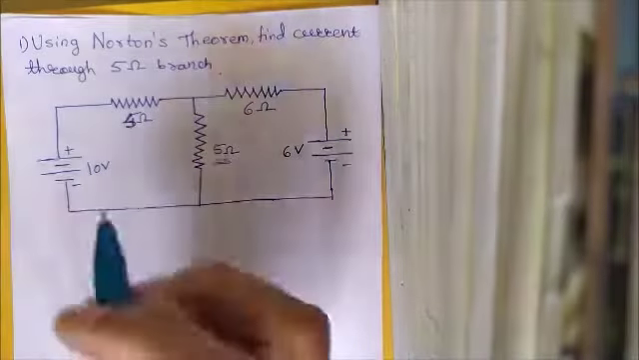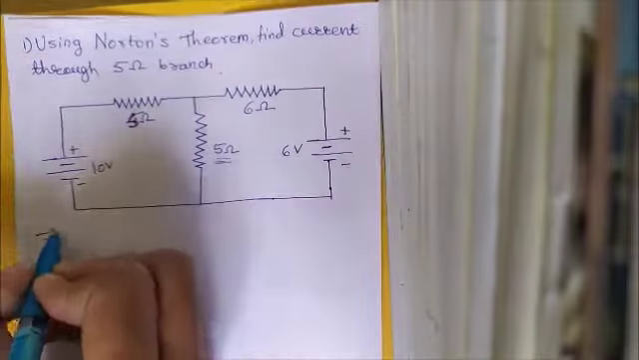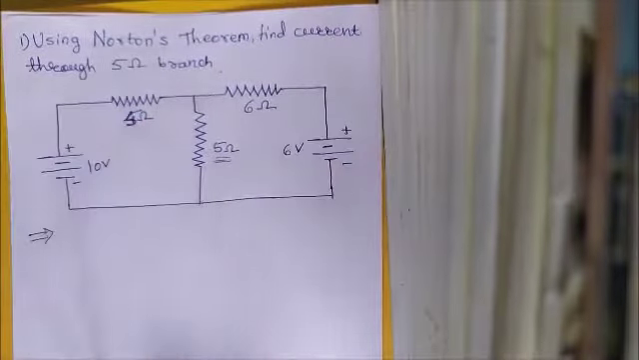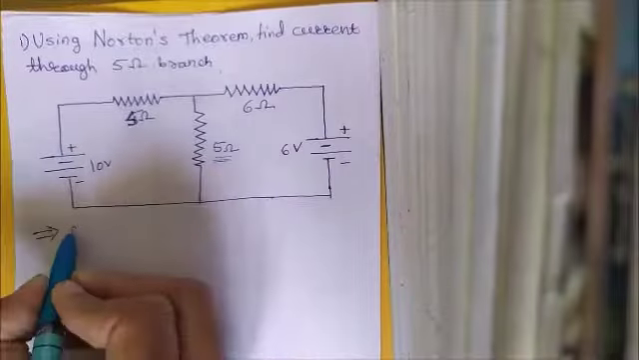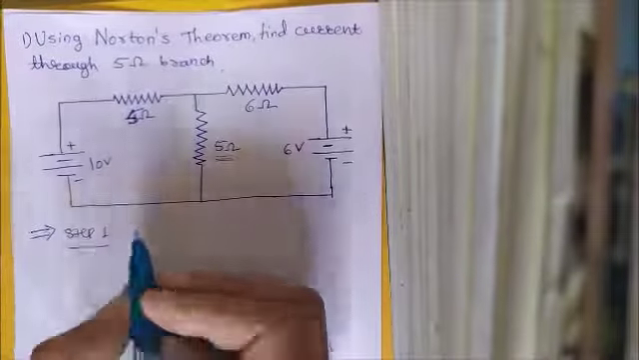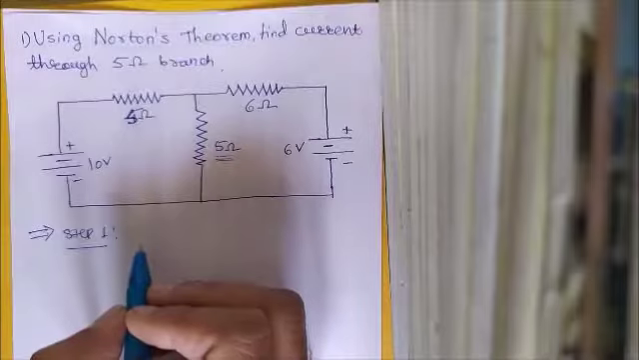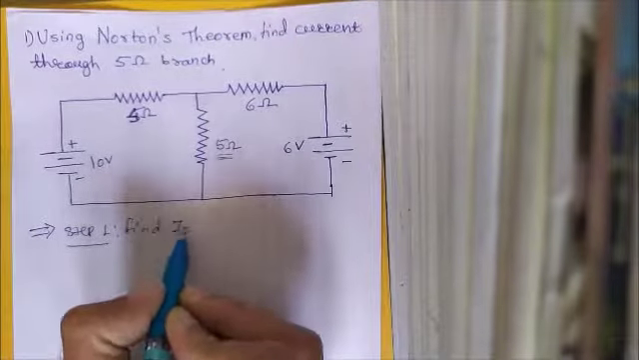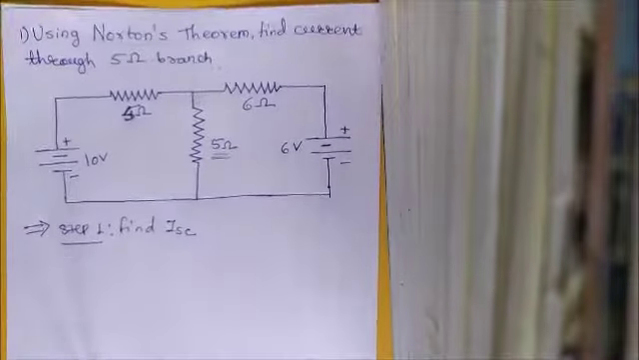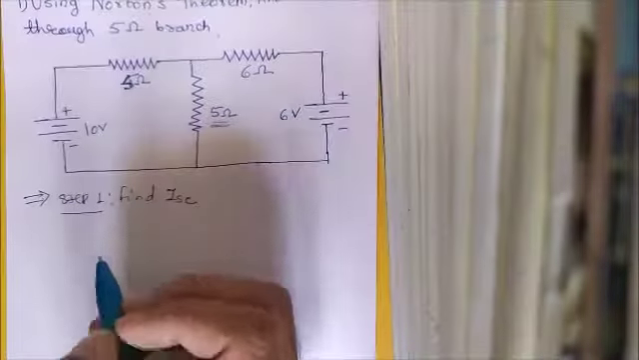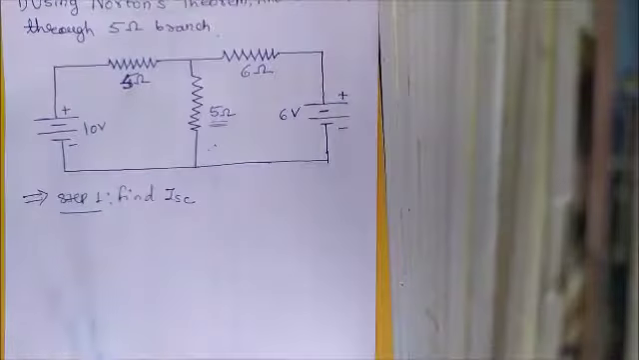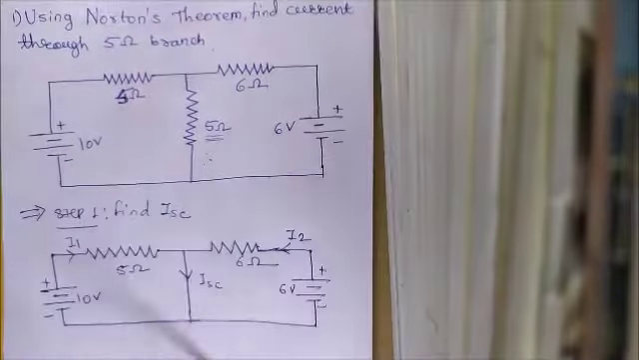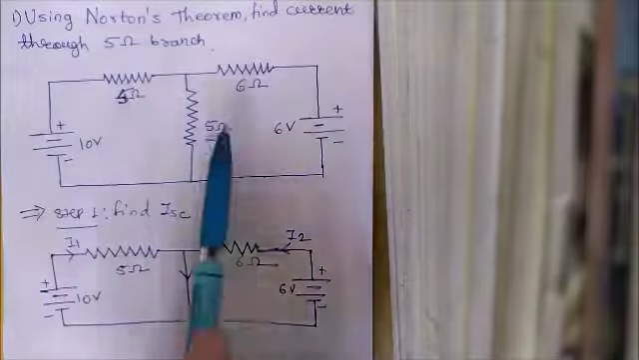Now the first step to solve this numerical, step 1, is to find the short circuit current ISC. To find the short circuit current, we have to short circuit this branch of 5 ohm, and then find the short circuit current. So we will short that. This is the circuit after short circuiting this 5 ohm branch.